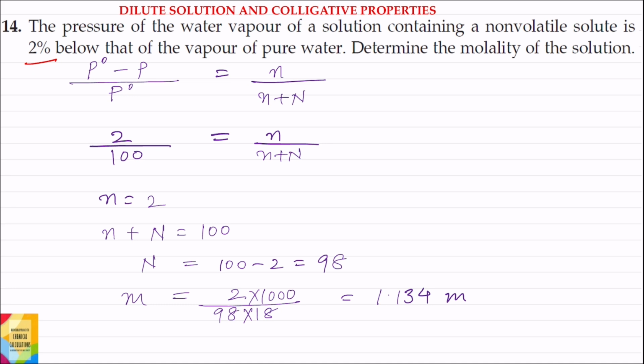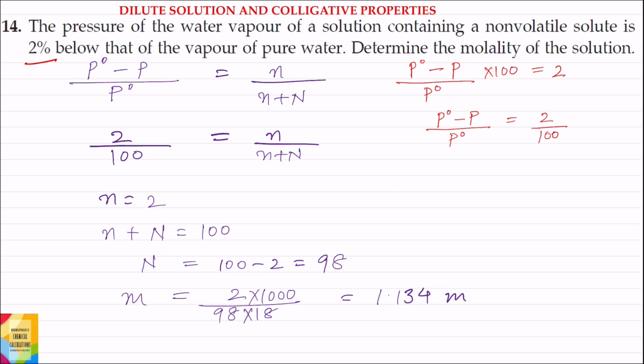Percentage decrease in the vapor pressure can be written as pressure of pure solvent, that is P naught, minus pressure of solution, let it be P, divided by pressure of pure solvent, that is P naught, into 100, and this gives the percentage decrease in the vapor pressure. According to the question, the percentage decrease is 2%. So P naught minus P divided by P naught into 100 is equal to 2. Rearranging, we can write this as P naught minus P divided by P naught is equal to 2 by 100.